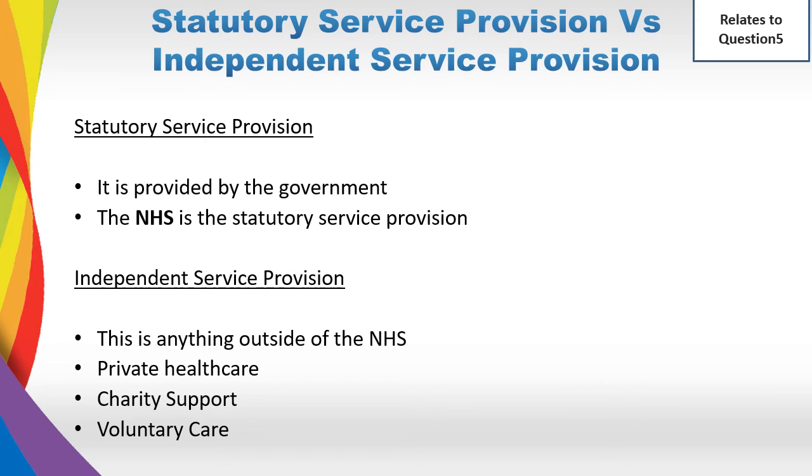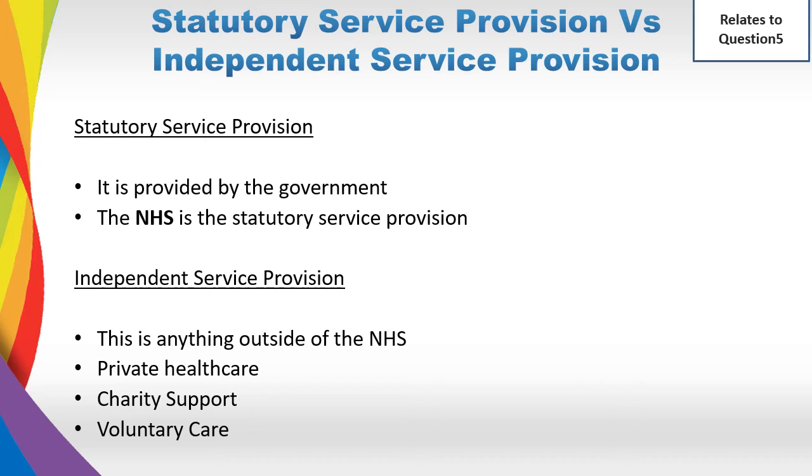Okay, so you may or may not have got that. So we're thinking about the NHS. That is the government provided care, the National Health Service, and we are very, very lucky to have that in the UK, aren't we? Whereas independent service provision, this is anything that's outside of the NHS, so it could be private healthcare, so people getting cosmetic surgery, things like that. People also choose to pay for some procedures so that they can sort of skip through the waiting process of the NHS waiting times and things.